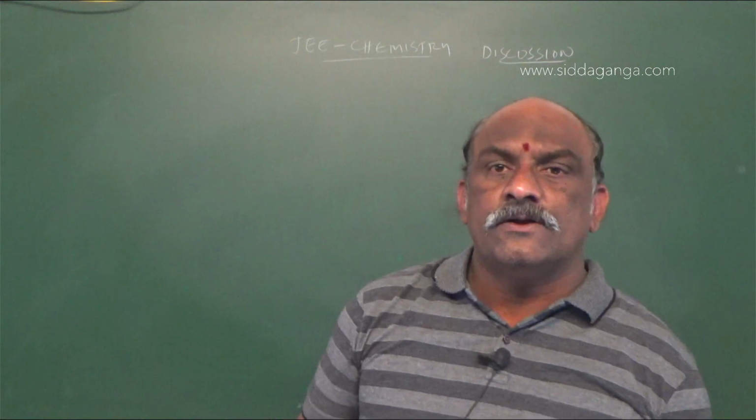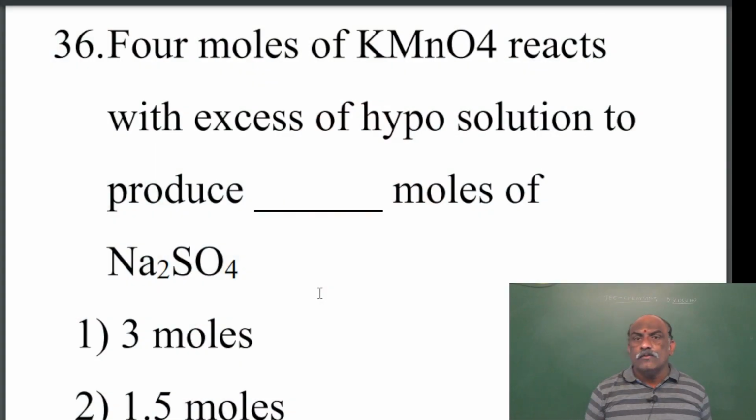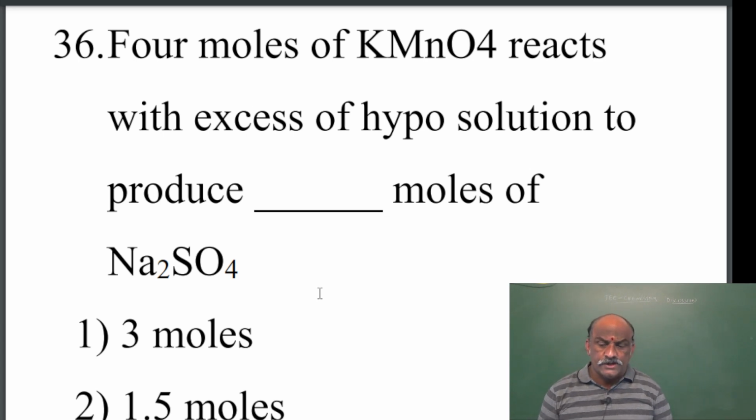Question 36: 4 moles of KMnO4 react with excess of hypo solution to produce how many moles of Na2SO4? Hypo solution is sodium thiosulfate.